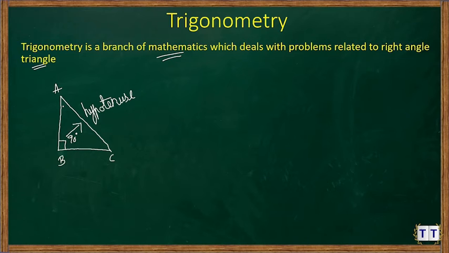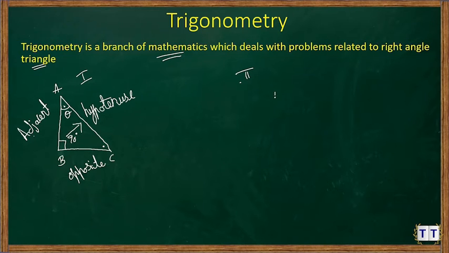The other two sides will depend on the angle, whether the angle is at A or at C. Let me take two cases. This is the first case. I'll keep theta, meaning the angle at A. Theta is an angle. If theta is at A, then this will be my opposite side. The leftover side is my adjacent side. The side which is opposite to the angle is my opposite side, and the leftover side is my adjacent side.